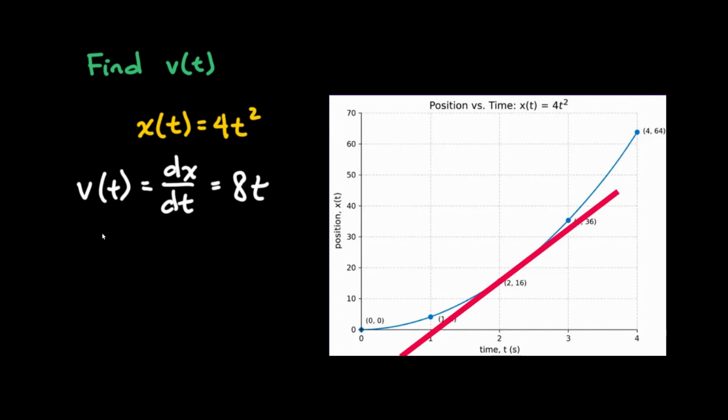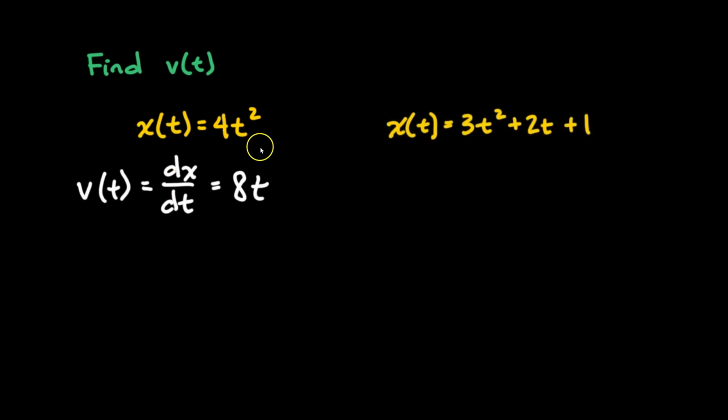So to find that equation, we take the derivative of the position function to come up with a function for the velocity. And the derivative of 4t squared is 8t, which means that I can plug in the time into t here, and this will tell me what the velocity, the instantaneous velocity is at that specific time.